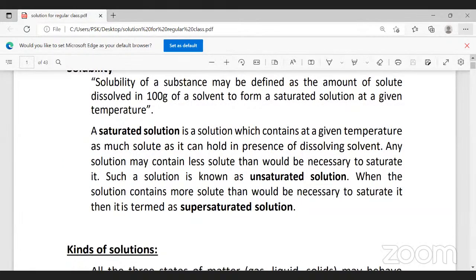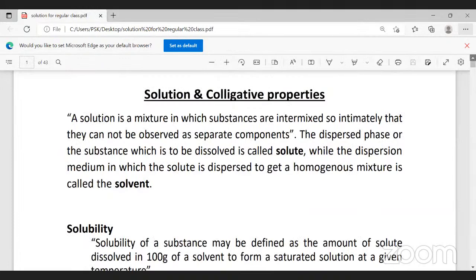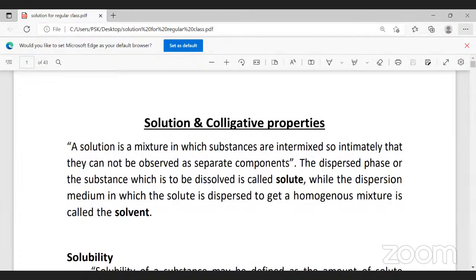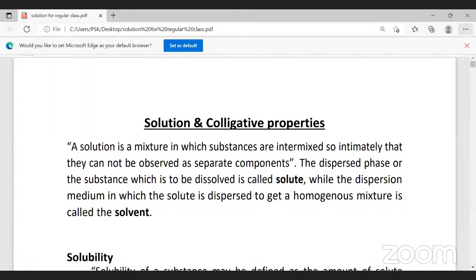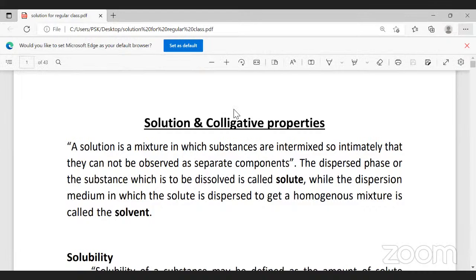The next chapter, solutions and colligative property. The first chapter, solids, I think we have done it maximum possible. You can practice those. Now the second chapter, solutions and colligative properties. The last part of the topic is colligative property. We will learn colligative properties in the later stages.